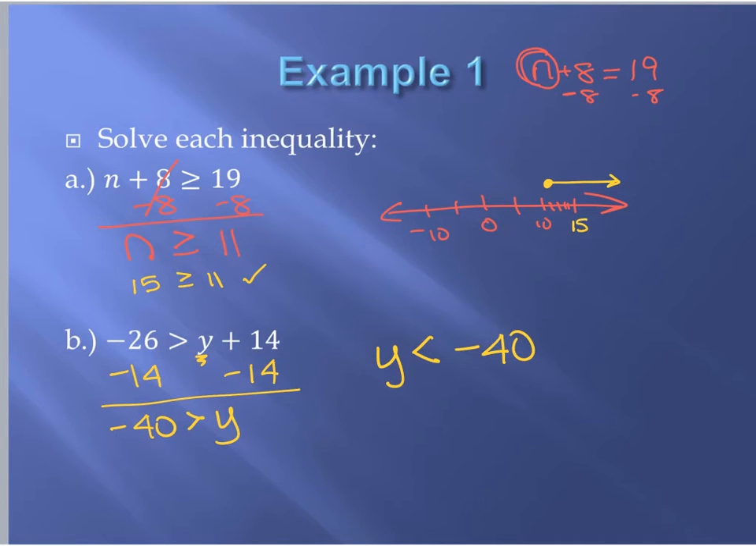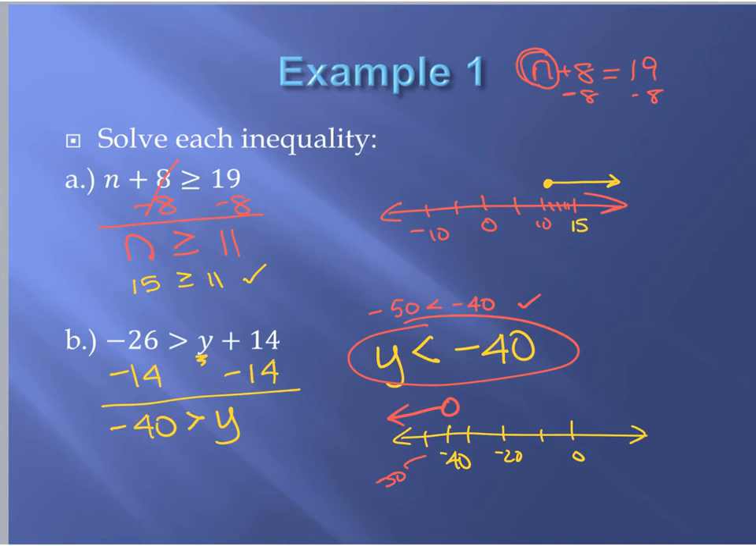And again, you could go ahead and sketch this out on a number line if you'd like. So here I have 0, negative 10, negative 20, negative 40, negative 50, and what this would look like is an open circle on negative 40, and my arrow then would be going to the left. If I plugged in a number, in this case negative 50, I say negative 50 is less than negative 40, and I ask myself, is that true? And I say, yes, it is. So that means I'm on the right track and this is correct.